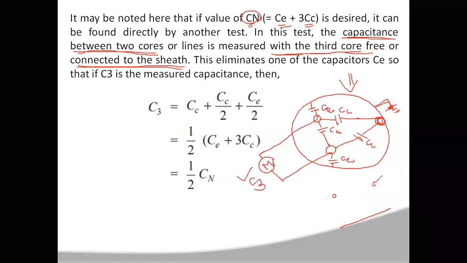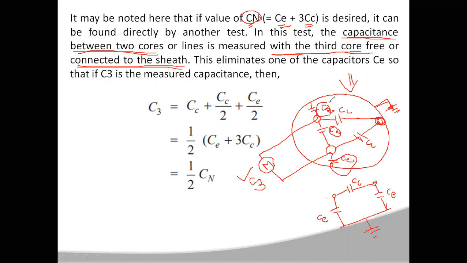Let us assume there are two cores, between which you have this capacitance CC. This is your earth. Between this core and earth you have CE, and between this other core and earth you have another CE. So this value, this and this, is represented.